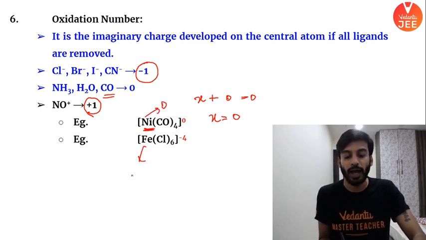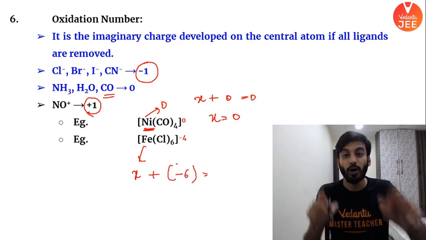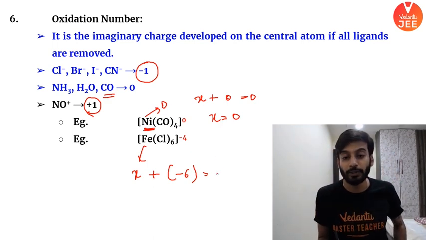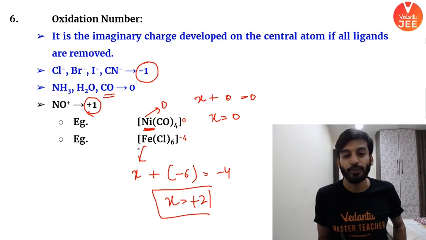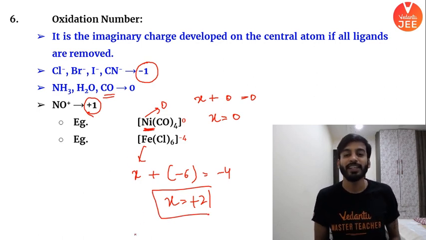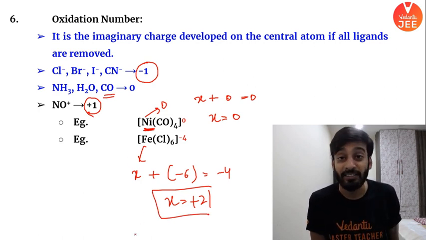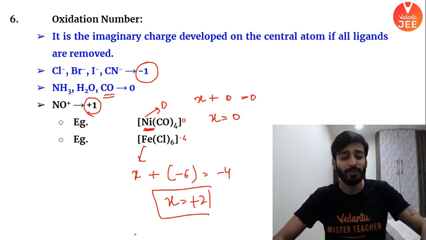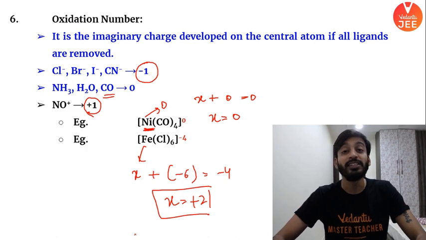What about this iron? X plus. Chlorine is how much? -6. On the square bracket, what is the charge? Do you see? -4. So X will come as how much? +2. I hope you're understanding. So what is the value of X? X is +2. It means iron is having +2 charge on it. That is the oxidation number. Take it just like the normal method which you have learned in 11th class.